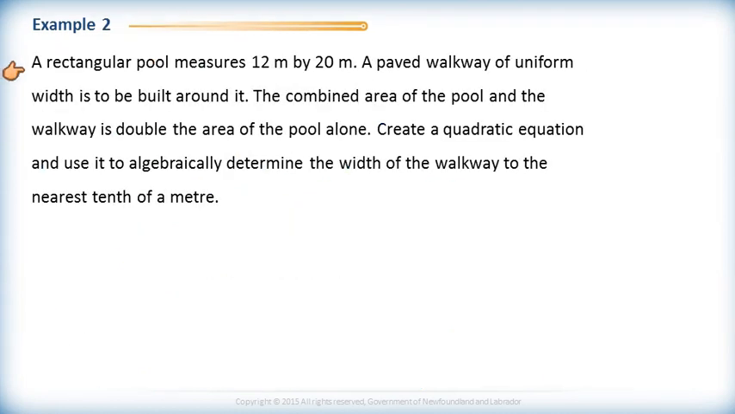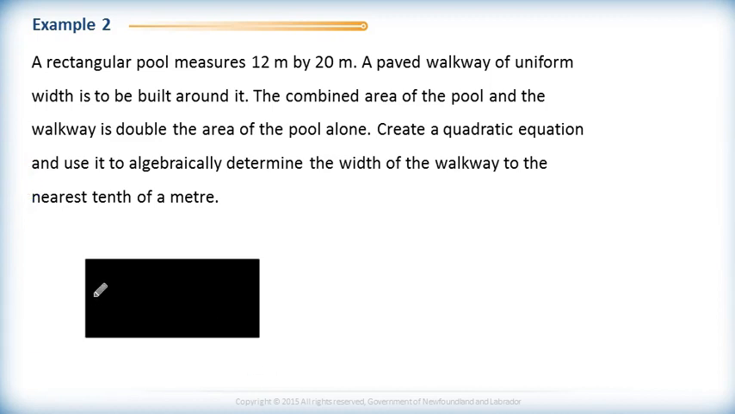In our next example, a rectangular pool measures 12 meters by 20 meters. A paved walkway of uniform width is to be built around it. The combined area of the pool and the walkway is double the area of the pool alone. Create a quadratic equation and use it to algebraically determine the width of the walkway to the nearest tenth of a meter. I start by sketching the pool.